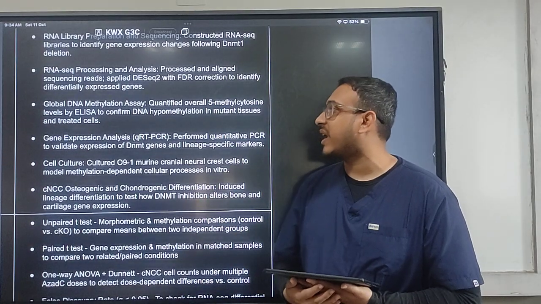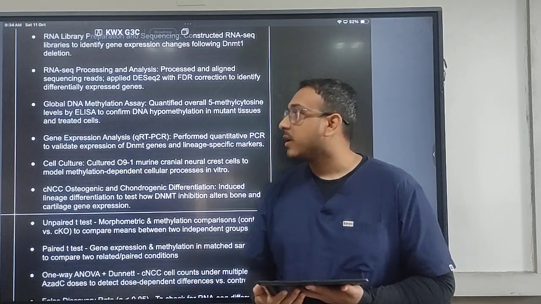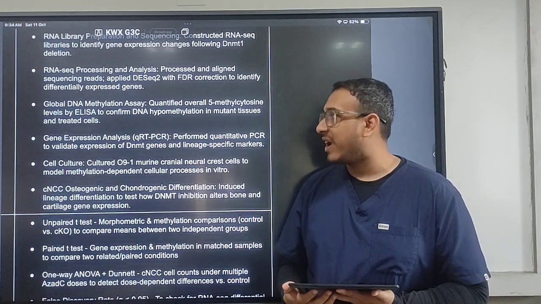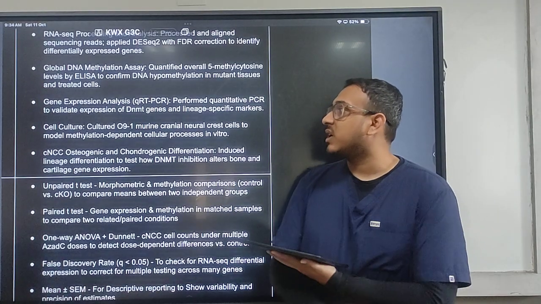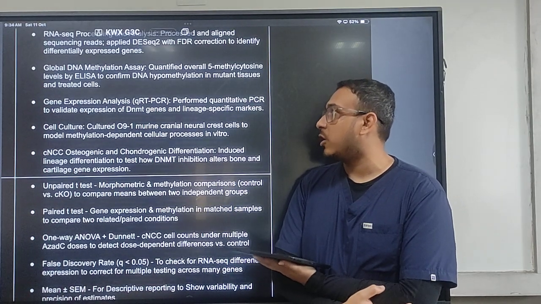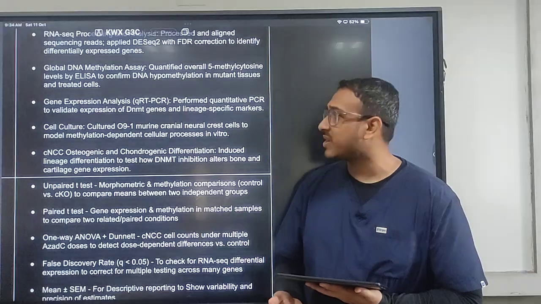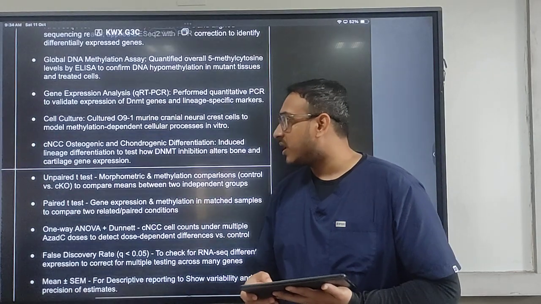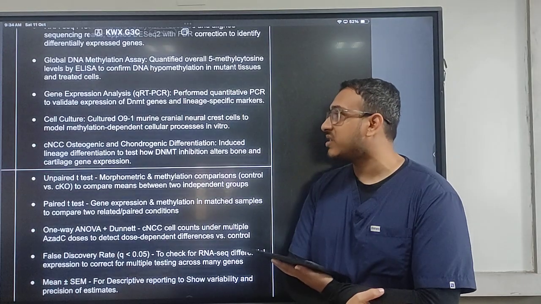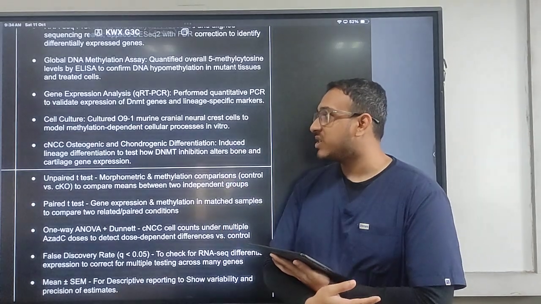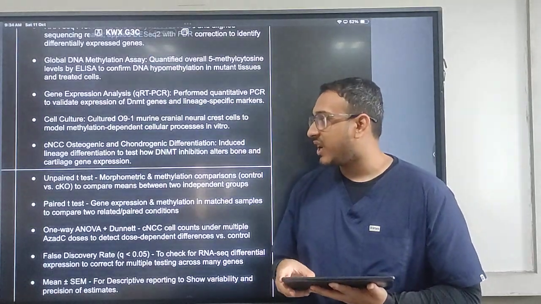Then they performed gene expression analysis, where they used quantitative PCR to validate expression of DNMT genes and lineage specific markers. For the cell culture, they cultured the O9-1 murine cranial neural crest cells to model methylation dependent cellular processes in vitro. Lastly, they checked for the cranial neural crest cells' osteogenic and chondrogenic differentiation by inducing lineage differentiation to test how DNMT inhibition alters the bone and cartilage gene expression.